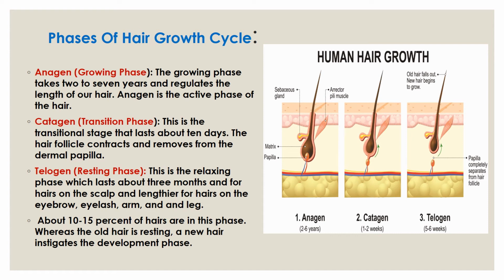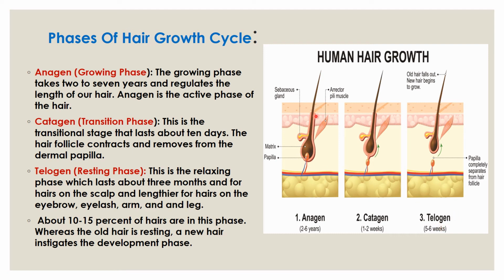Now, the growth of the hair is not continuous, and it is not in a similar pattern. It is asynchronous, and it shows different patterns of hair growth, and then the resting phase. So we can identify three patterns of the hair growth cycle. That is the anagen phase, which is the growing phase, then the catagen phase, which is a transition phase, and the telogen phase, which is a resting phase.